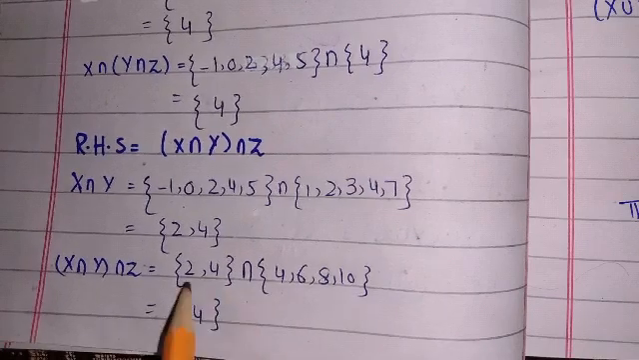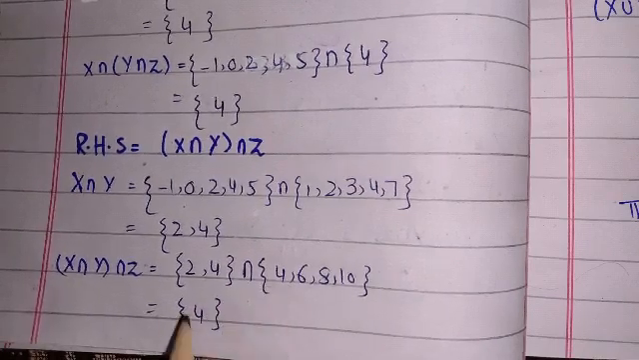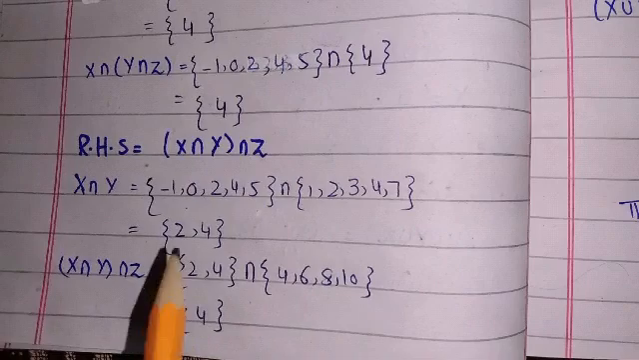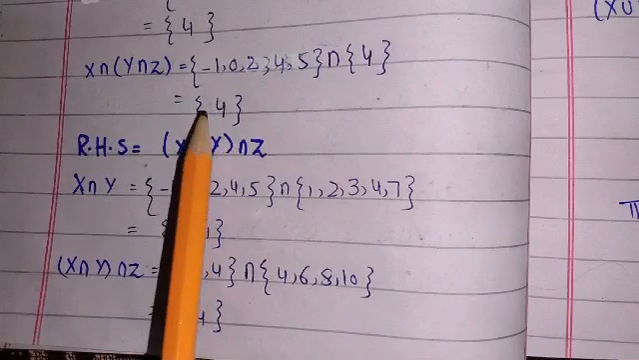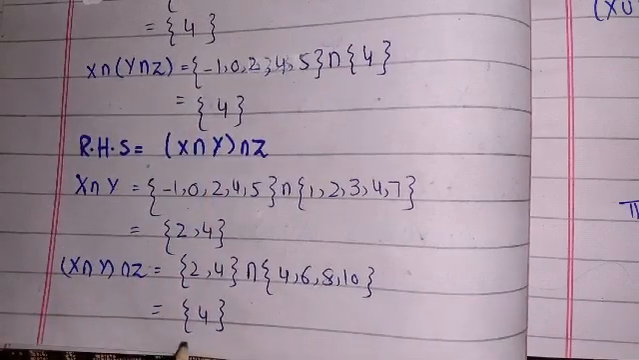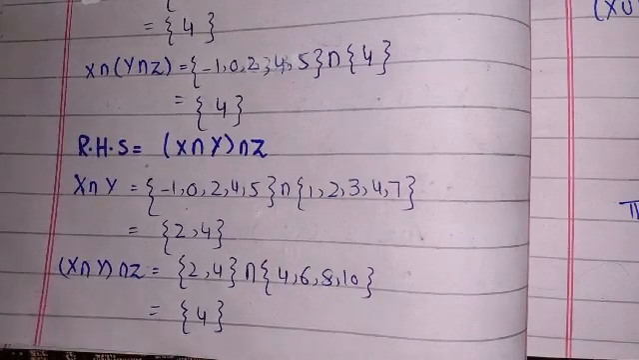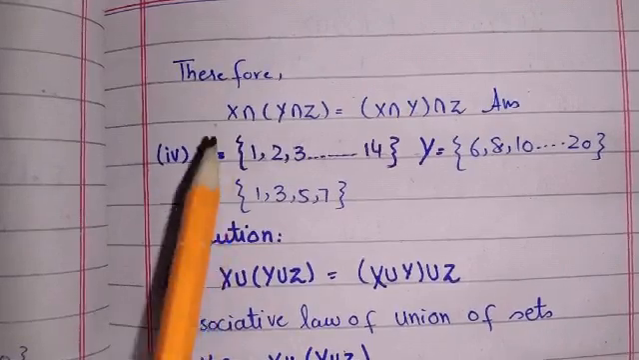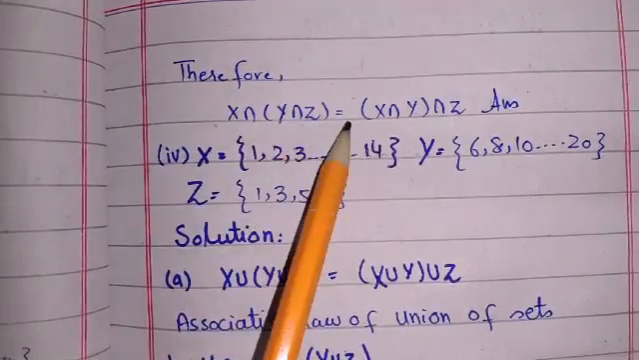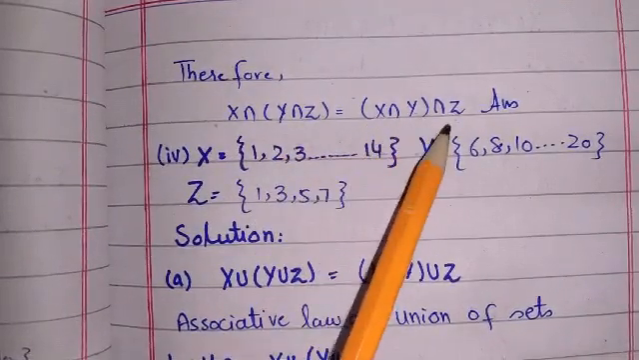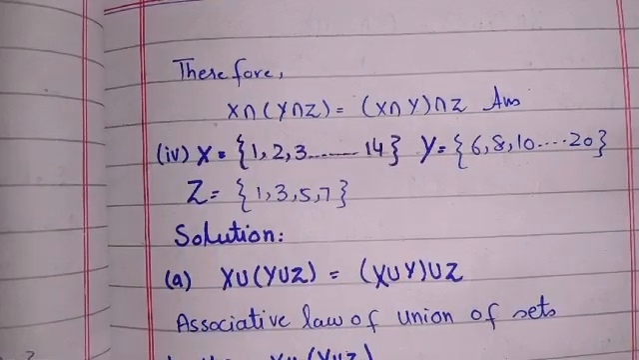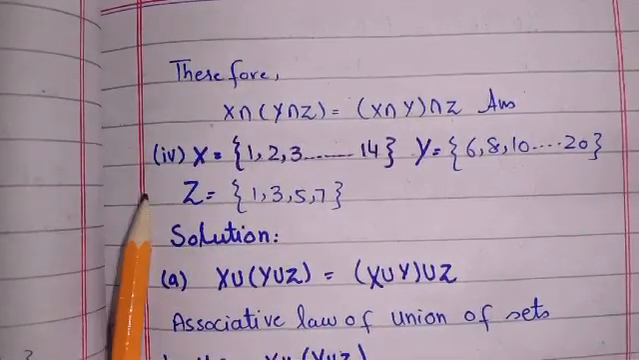As you can see, in both sets we have only one common element, which is 4. So here it is. The answer of the left hand side is 4 and the right hand side is also 4. So we can say that both sides are equal. Therefore we will write x intersection (y intersection z) is equal to (x intersection y) intersection z, which is our answer.